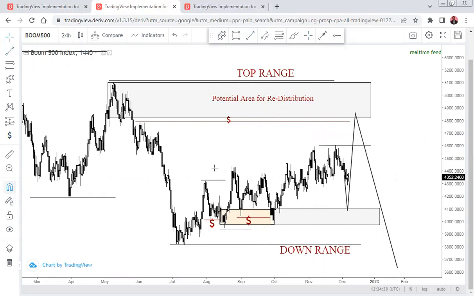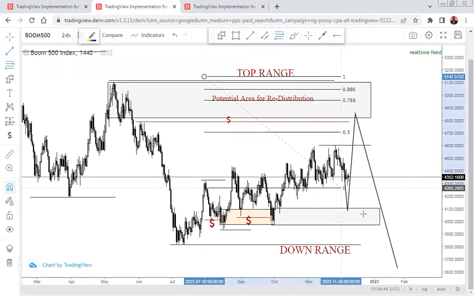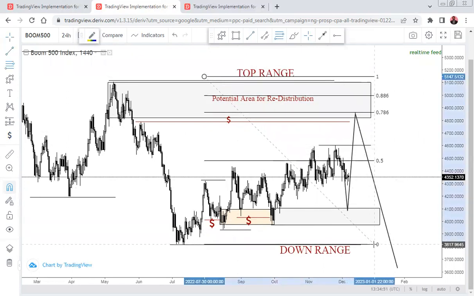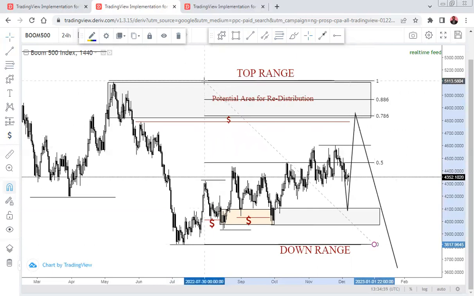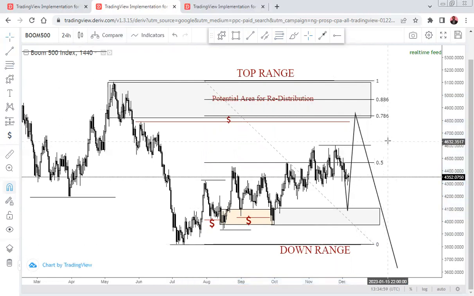If I bring up my fib level and I take it from the last high down to the last low, you will see it's aligning with 78.6 and 88.6. It's telling you that this is a high probability trade setup.